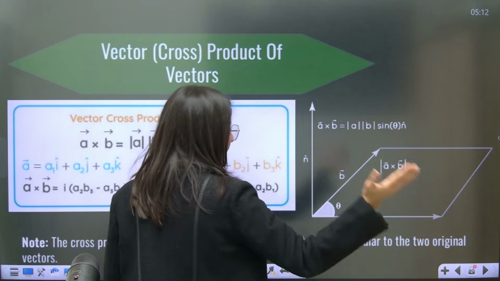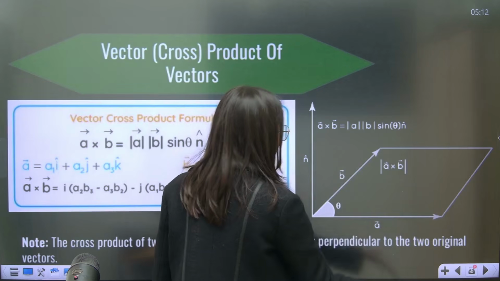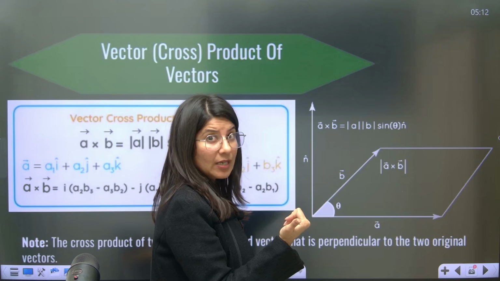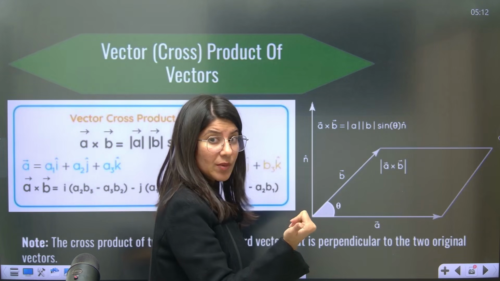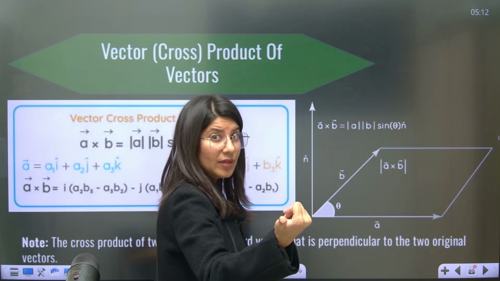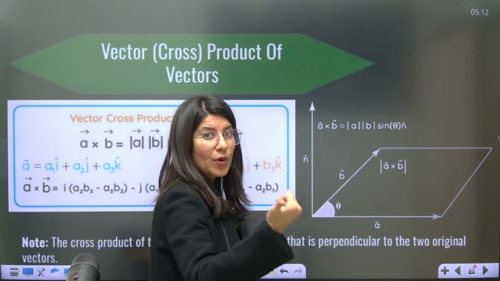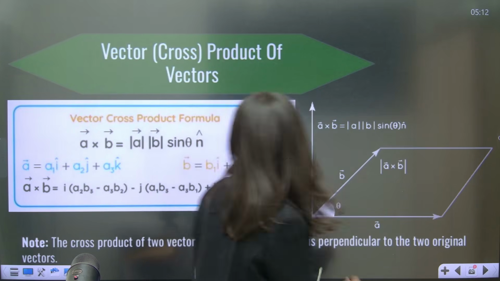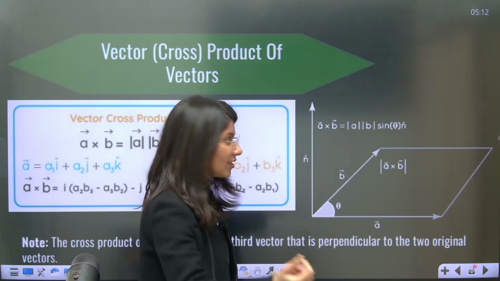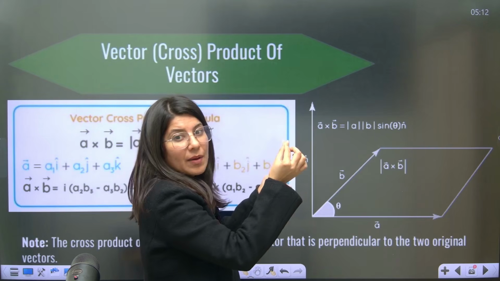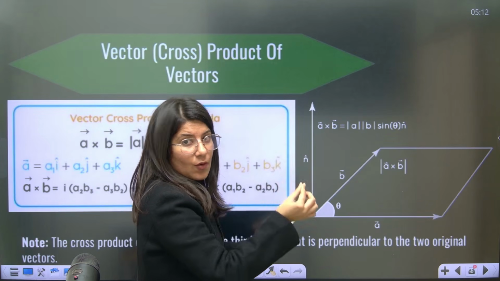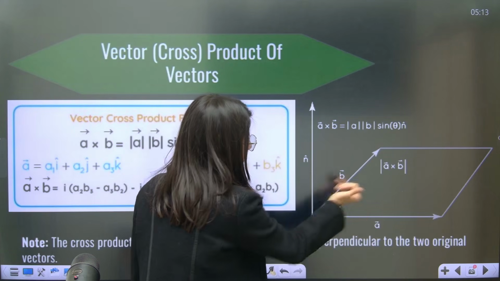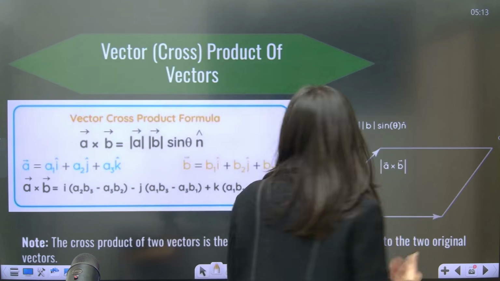Understand, this is my right hand. A is this, B is this. So A cross B is towards you. So A cross B vector will be a vector which is perpendicular to A and B both, and it is pointing in your direction out of the board, okay? Now I cannot represent this direction, so that is why I have represented n cap upwards, but it is actually not upwards. So it is pointing towards you.